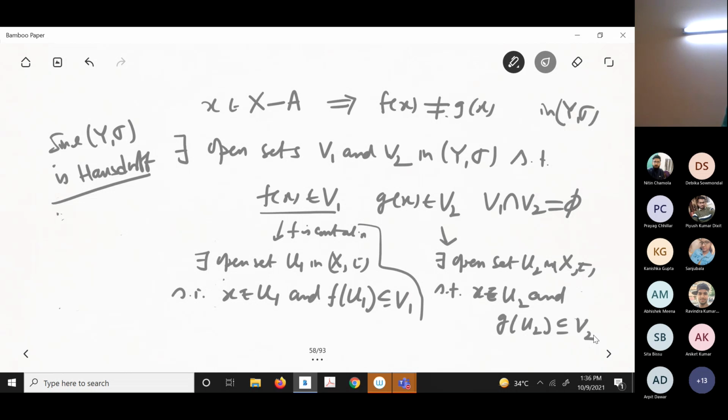Got it. Now my claim is that x belongs to U1 intersection U2. Look, x belongs to U1, x belongs to U2. So this is trivial, but I will prove this.